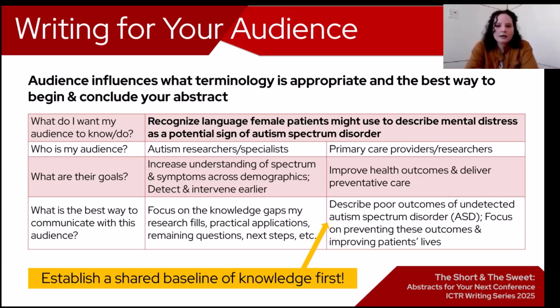Whereas on the right-hand column with primary care providers in that conference, you would need to start by describing the poor outcomes of undetected autism spectrum disorder, because you need to establish a shared baseline of knowledge before you can get into your study. And then you would focus after that on how preventing these outcomes and improving patients' lives is possible by recognizing language from female patients that might signal ASD.